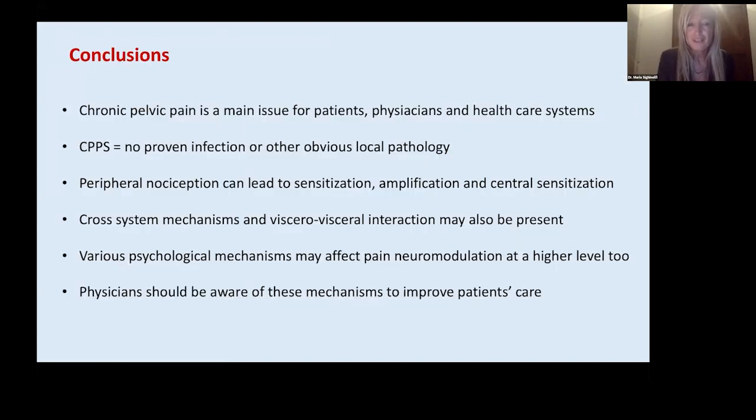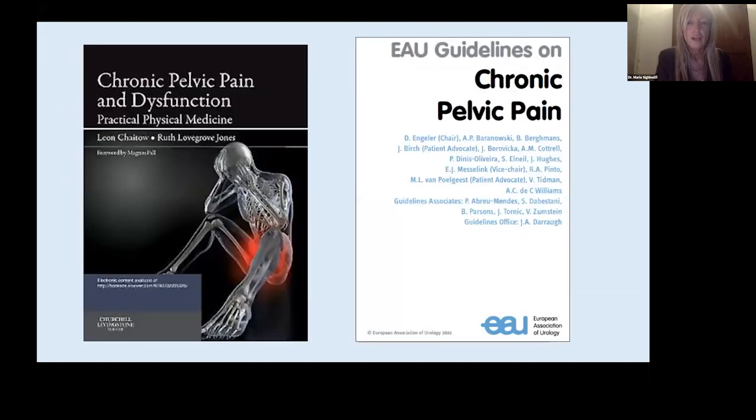So in conclusion, chronic pelvic pain is a main issue for patients, physicians, and healthcare systems. It is defined as occurring without a proven infection or other obvious local pathology. Peripheral nociception can lead to sensitization, amplification, and central sensitization. Cross-system mechanisms and visceral interaction may be present. And various psychological mechanisms may affect pain neuromodulation at a higher level as well. So physicians and therapists should be aware of these mechanisms to improve patient care and the management of this disease.